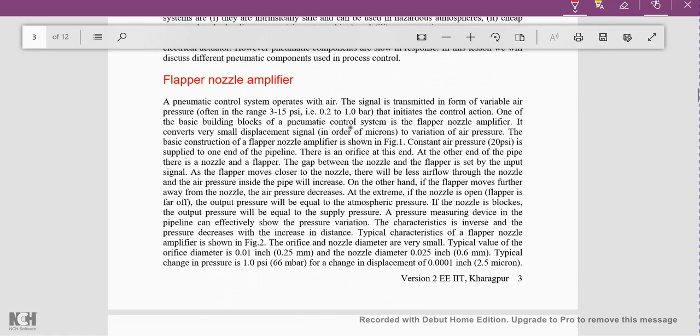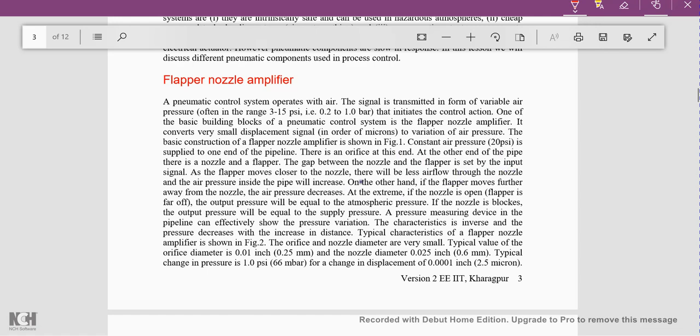One of the basic building blocks of a pneumatic control system is the flapper nozzle amplifier. It converts a very small displacement signal, in the order of microns, to a variation of air pressure. The basic construction is shown below. A constant air pressure of 20 psi is supplied to one end of the pipeline, and there is an orifice at this end. At the other end of the pipe there is a nozzle and a flapper. The gap between the nozzle and the flapper is set by the input signal.